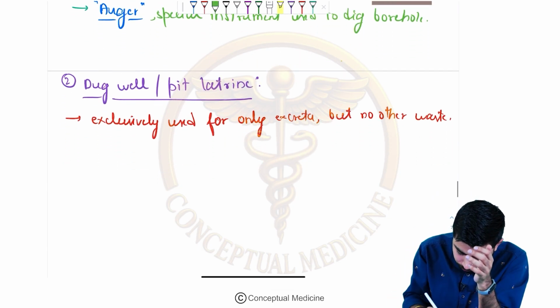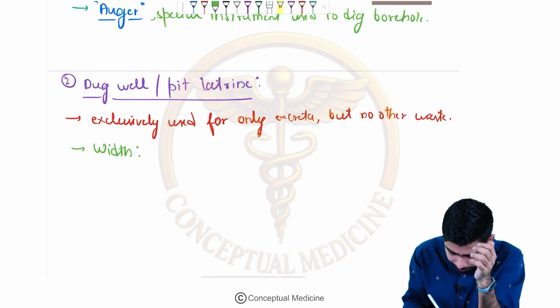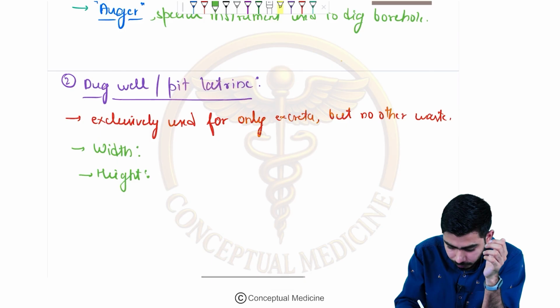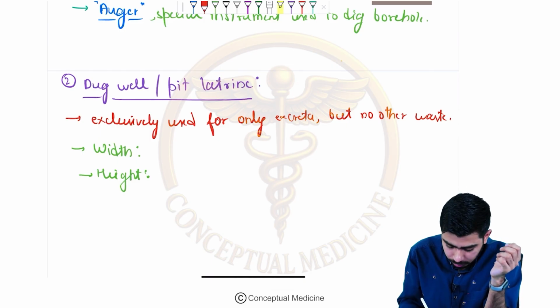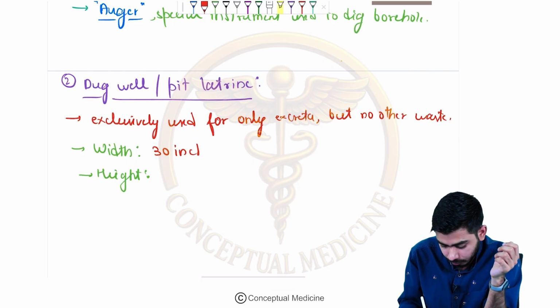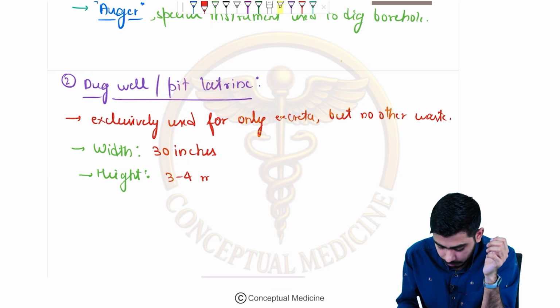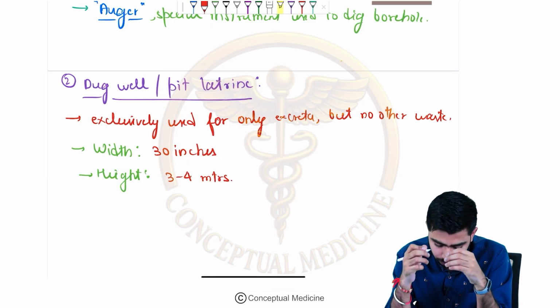So two things which you need to keep in mind: the width should be around 30 inches, and the height should be around 3 to 4 meters.